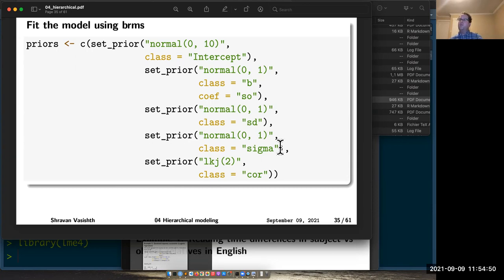Is that like an acronym for something, or what does LKJ mean? LKJ is the initials of the last names of the three authors who wrote it: Lewandowski, someone, and someone. I don't remember the other guy. Fair enough. Okay. Got it. Thank you. Yeah, so they came up with this great prior.